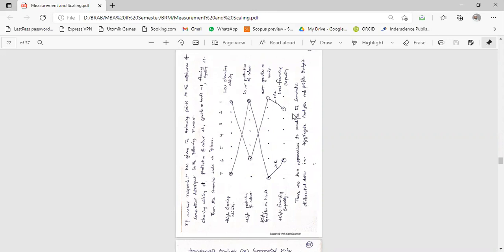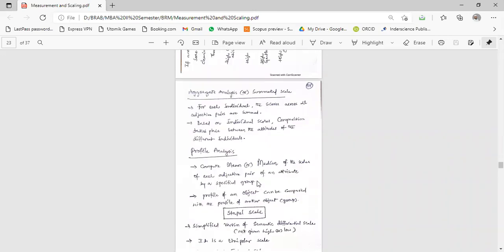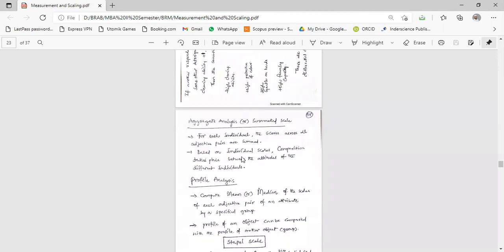So there are two approaches to analyze the semantic differential data, that is aggregate analysis and profile analysis. Simply it is like locating the points in the graph. Some rating is given based on the responses given by the respondent, and we have to locate the point. So one is aggregate analysis, another one is profile analysis. In the aggregate analysis, or the summary scale, for each individual, the scores across all objectives are summed. So for every individual, scores will be given, and based on the individual scores, comparison will take place.